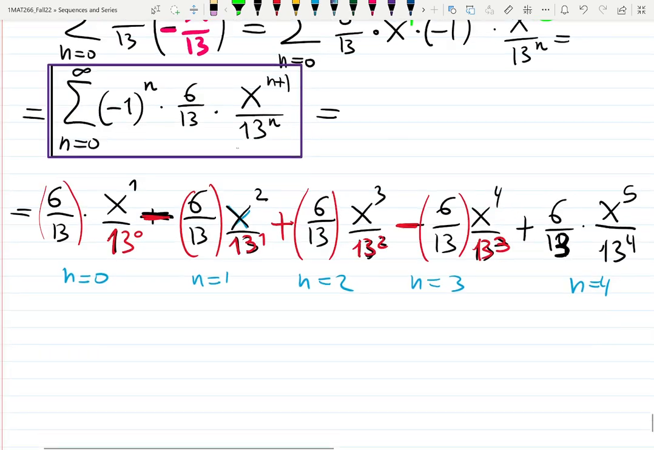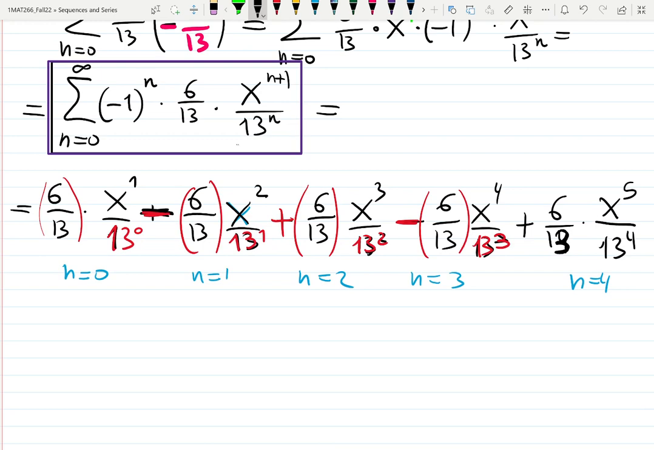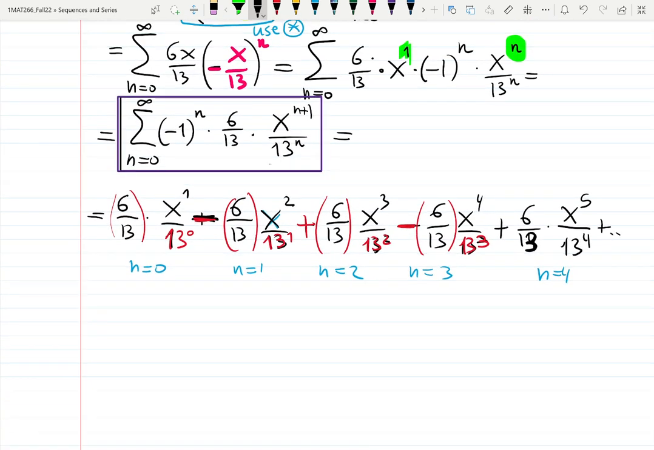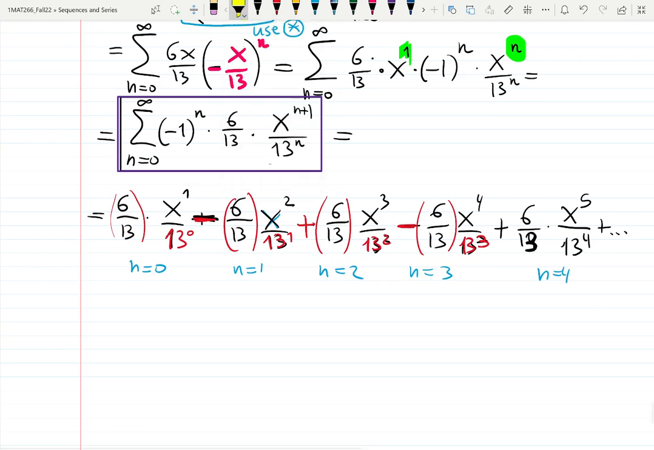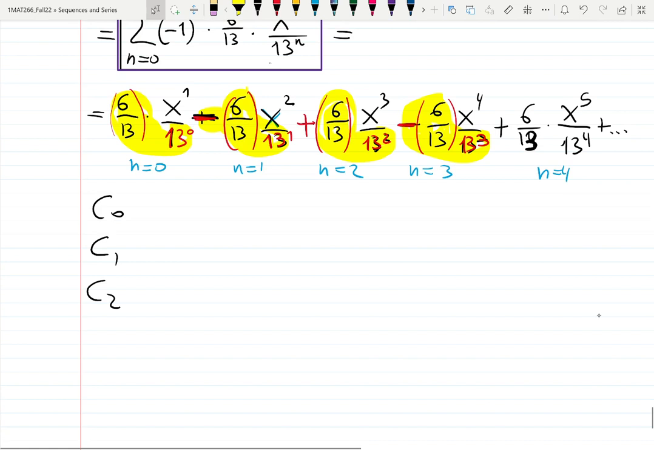Coefficients, not terms. So let's see what's happening. So also plus, keep going forever. Coefficients are the ones that are attached to the x. So the first coefficient, so this is the coefficient we see. And this one is attached with a negative sign to the x squared. And 6 over 13, 13 squared. And minus 6 over 13, and so on. C sub 0, C sub 1, C sub 2, C sub 3, C sub 4.